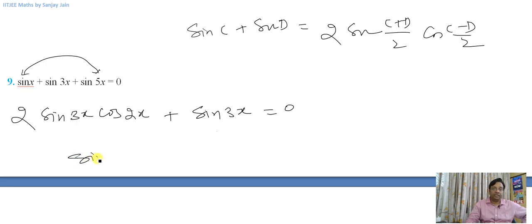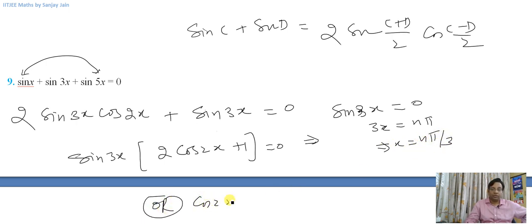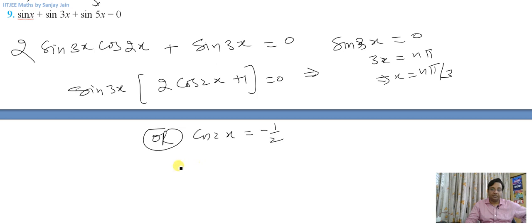So let me take sine 3x as common. I'll have 2 cos 2x plus 1 equal to 0. So either sine 3x equal to 0, that means 3x equal to n pi, so that will give me x equal to n pi by 3, or cos 2x equal to minus 1 by 2. So minus 1 by 2 means minus pi by 3. So 2x equal to 2n pi plus minus pi by 3. So, or you can write it as minus plus pi by 3, right?